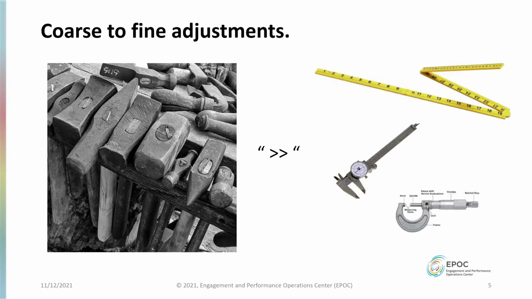Again, coarse adjustments. I always like using a 20-pound coarse adjustment hammer versus a fine-tuning C-clamp in the lower left or lower right corner there. Those C-clamps don't work really well for holding heavy things, but man, you can measure down to a micrometer.